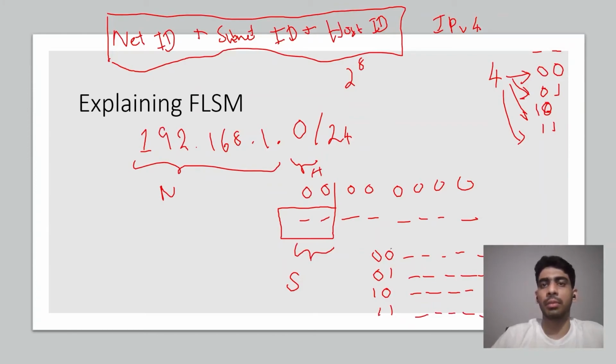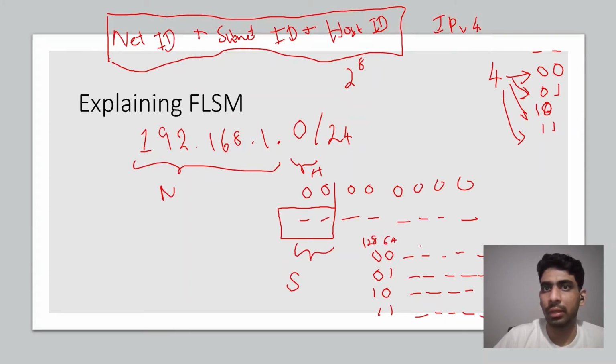So that's how the 4 subnetwork addresses will be created. We all know that the value of a binary digit will go up when it goes towards the most significant bit. So as this is the 8th bit of this octet, it has the value of 128. This is the 7th bit, so it has the value of 64.